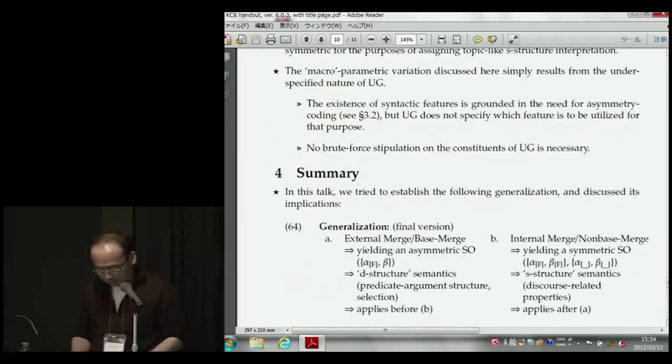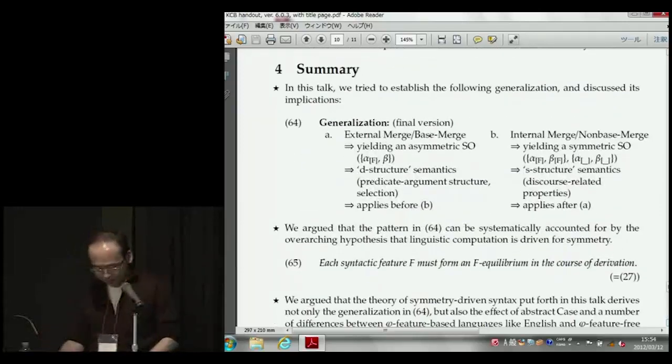Well, it's about time to sum up. In this talk, we tried to establish the generalization in 64 and discuss its implications. We argued that this pattern follows as a consequence of symmetry-driven syntax. First of all, free merge yields the natural bifurcation of external versus internal merge, or base versus non-base merge. The first type of merge is the operation that draws new elements from the lexicon and introduces them into the derivation. Thus, it has a function of generating structural asymmetry.